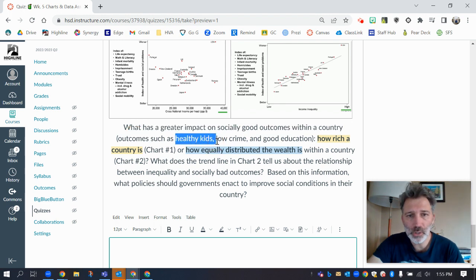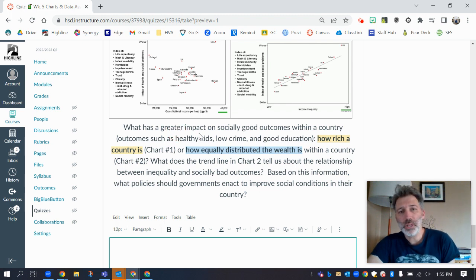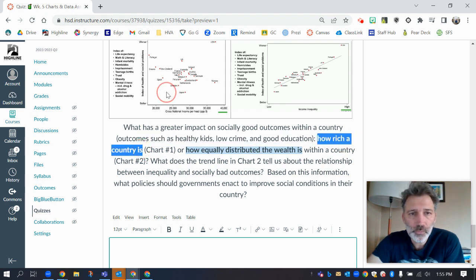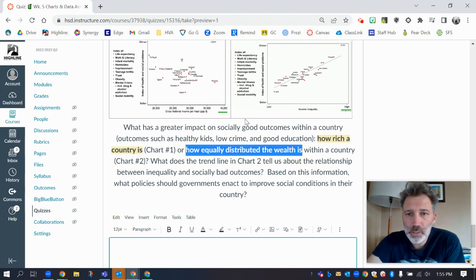Things like healthy kids, low crime, good education. So which factor has a bigger influence or impact on these things? Does it matter how rich a country is? That's chart 1 right here. Or does it matter how equally distributed the wealth is? That's chart 2 within a country.